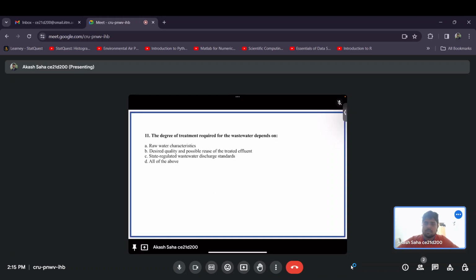The next question says the degree of treatment required for the wastewater depends on raw water characteristics, desired quality and possible reuse of the treated effluent, state regulated wastewater discharge standards, or all of the above. We have to tell on which parameters the degree of treatment required for the wastewater depends.